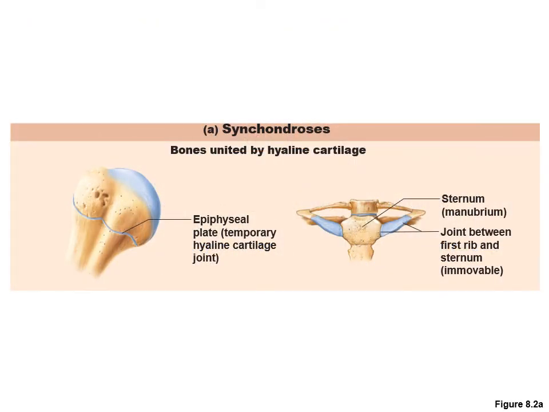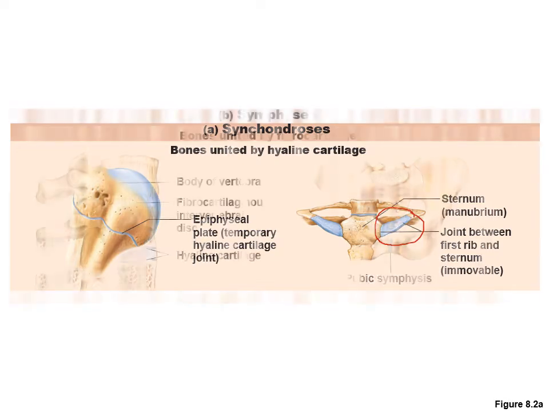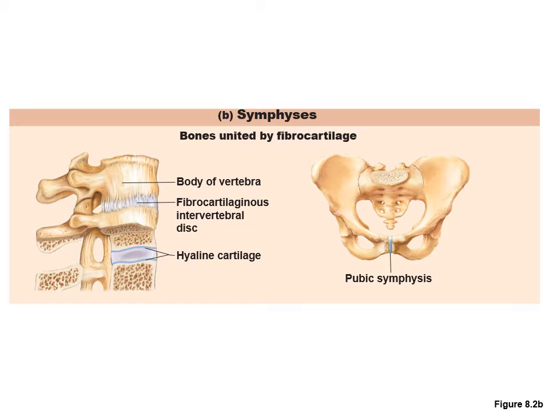This is the example of the epiphyseal plate. So dia adalah joint di antara epiphysis and diaphysis. And then the joint between the first rib and the sternum. Rib yang pertama, penyambungan dia adalah joint. So ada lagi di antara intervertebral disc, fibrocartilaginous. Satu lagi dekat pubic symphysis.